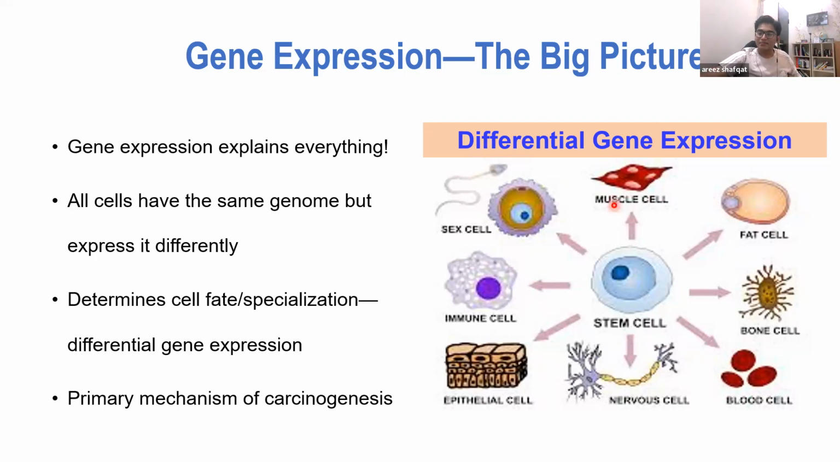So this is the point here: all your cells in the body have the same DNA, they have the same genome, but they regulate and express these genes differently to perform their function. And this idea is called differential gene expression. Each cell in the body has a different expression of genes. This is called differential gene expression.